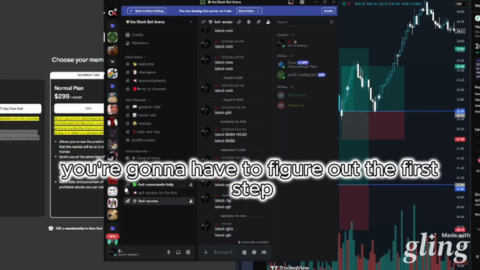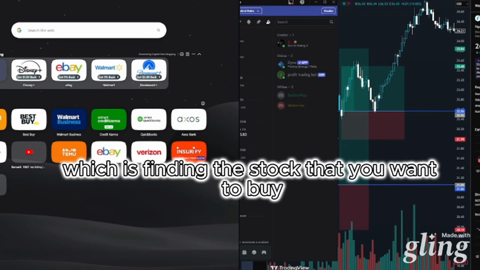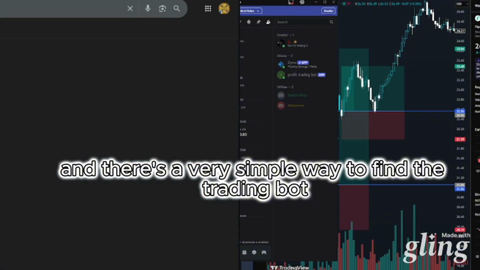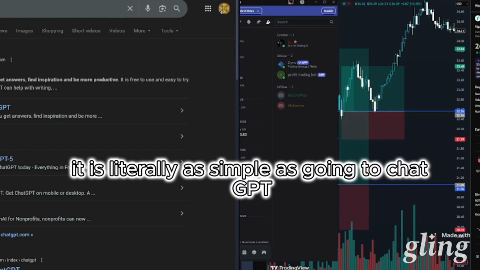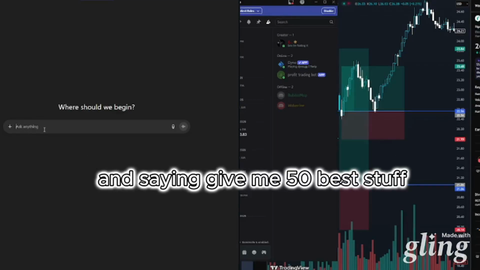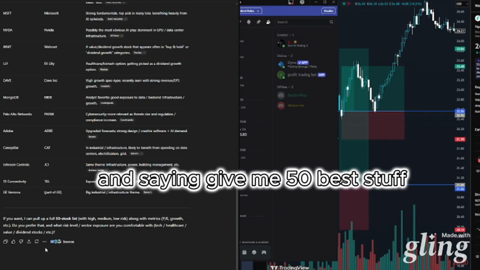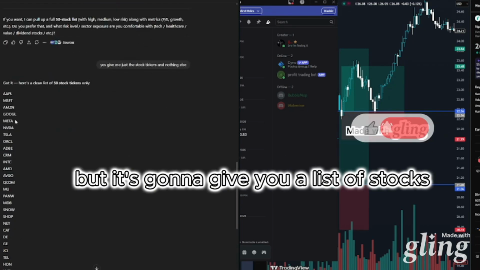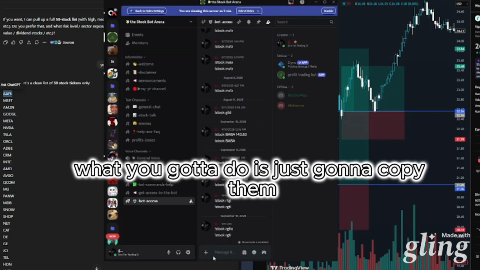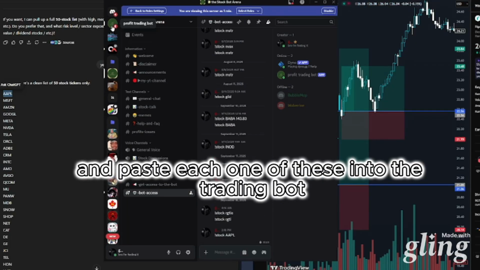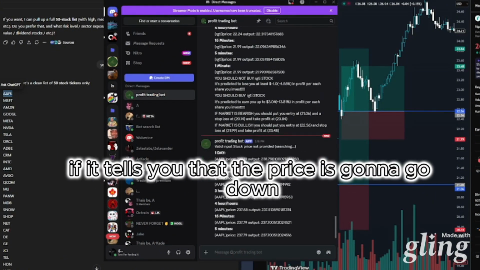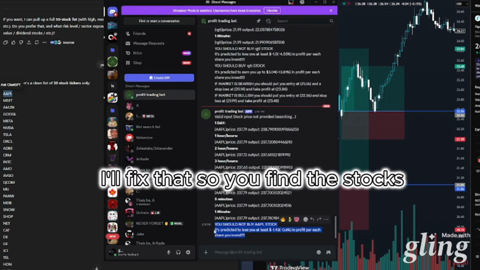So first off, the first step is finding the stock that you want to buy. And there's a very simple way to do it with the trading bot. It is literally as simple as going to ChatGPT and saying, give me 50 best stocks. You might have to do a couple of extra steps, but it's going to give you a list of stocks. You copy them and paste each one into the trading bot. It'll take a minute, but if it tells you that the price is going to go down, which is a bug, I'll fix that.